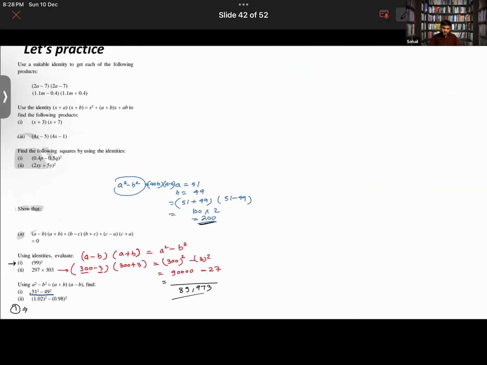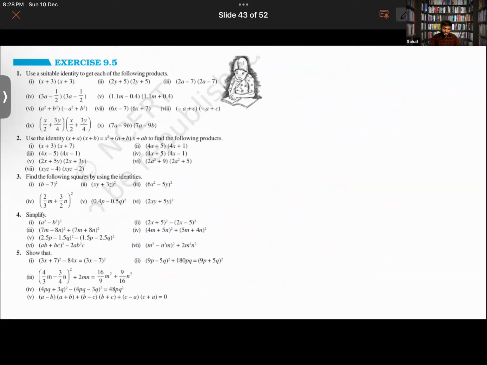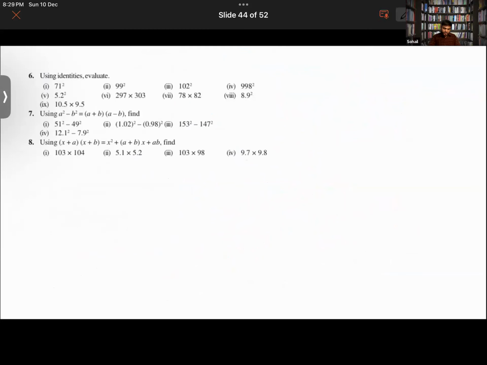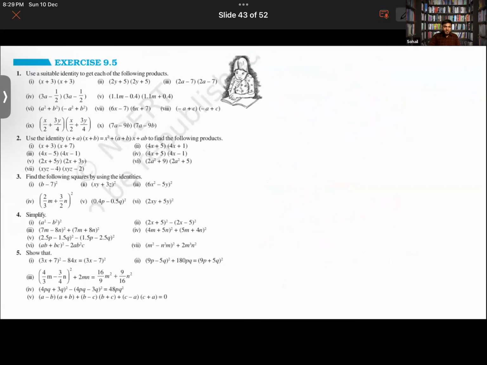So this is how you are required to solve questions using the identities. Is the chapter done? Our chapter is done. The only thing left to be done in the chapter is exercise 9.5. Sir, when is my extra class for science? Let me have a look at my schedule. Then your class will be scheduled in one or two days.